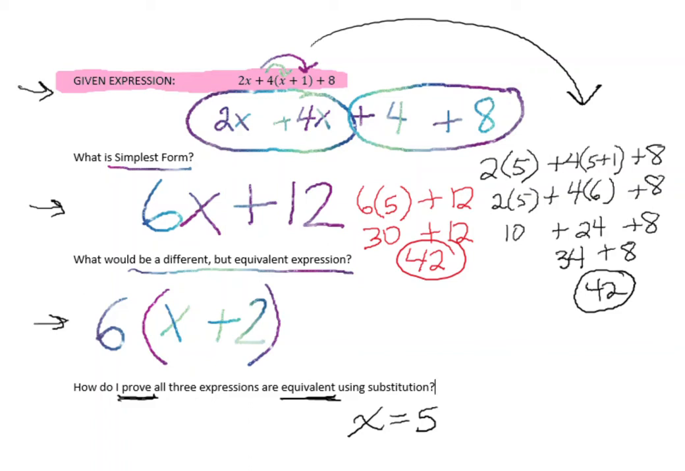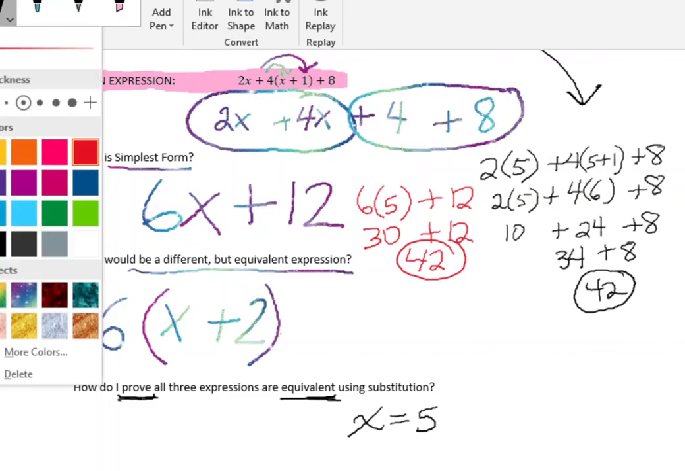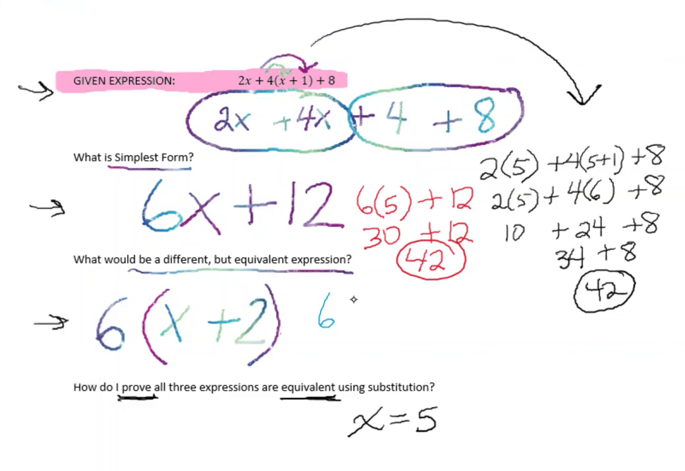Now let's try the last expression. 6 times 5 plus 2. We're going to use order of operations since we're substituting. 5 plus 2 is 7. 7 times 6 is 42. So we have used a value for x to prove that our three expressions are equivalent.